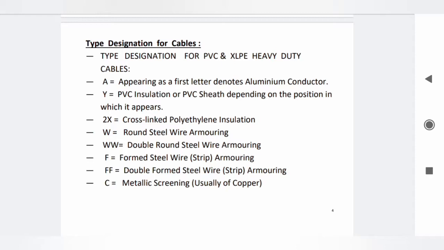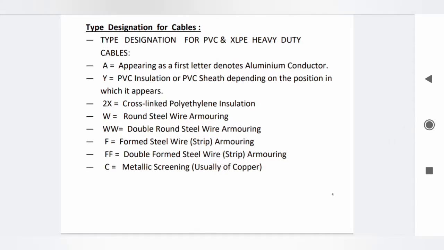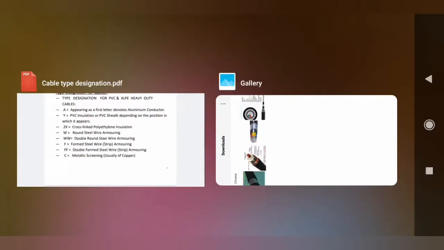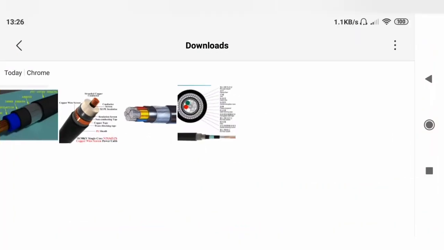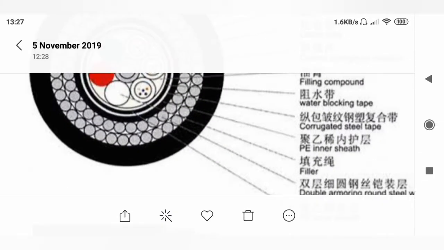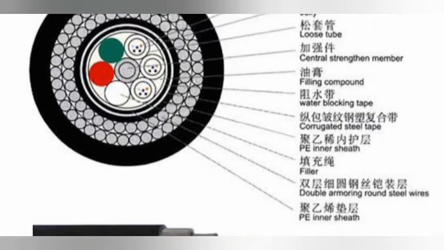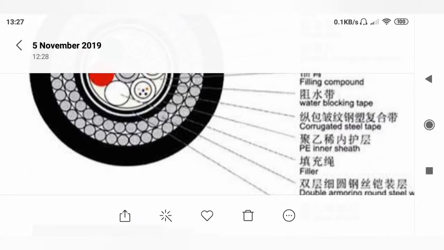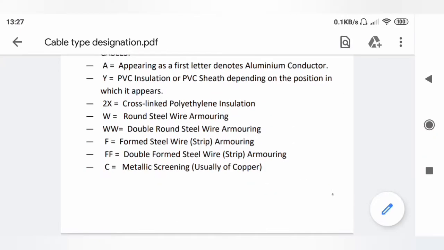Then it indicates the outer sheath material. If it is a W, then it indicates the round steel wire armoring. Two times W indicates double round steel wire armoring. So what is double round steel wire armoring? I'll show you by images. So you can see this is one layer of round steel wire armor, and there is a second layer. So this is called double round wire armoring.